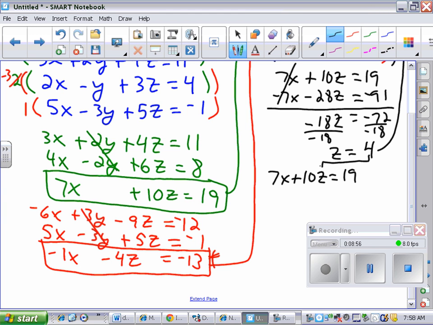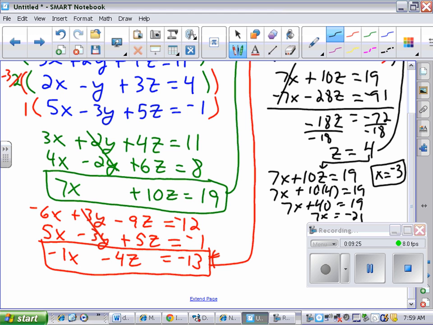I take this z that I just found and I plop it in there. So I have 7x plus 10z, well, not the z though, but I know z. What's z? 4 equals 19. So 7x plus 40 equals 19. So 7x equals, I believe that's negative 21, if I'm not mistaken. So then x is going to equal negative 3. So far, I have found 2 of the 3. x is negative 3, z is 4.